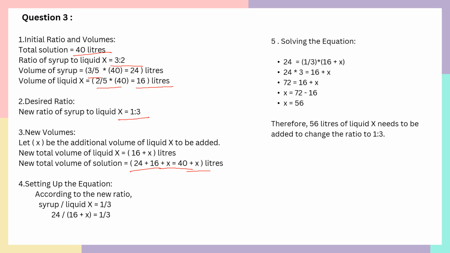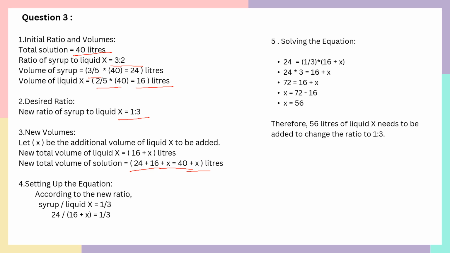By setting up the equation according to the new ratio, syrup to liquid X is 1:3. So the new volume of syrup is 24 and the liquid is 16 plus x, which is equal to 1:3. Now by cross multiplying, it gives 24 equals 1/3 into 16 plus x.